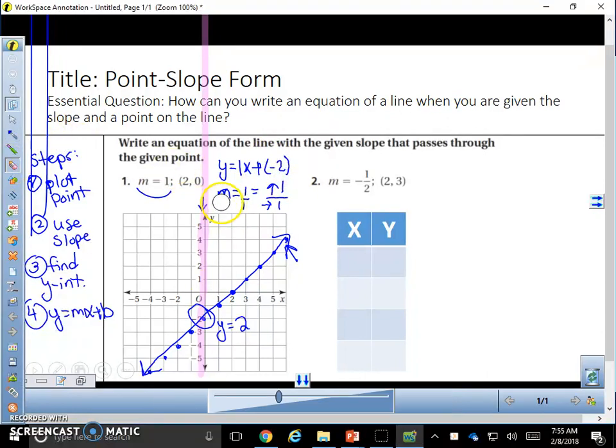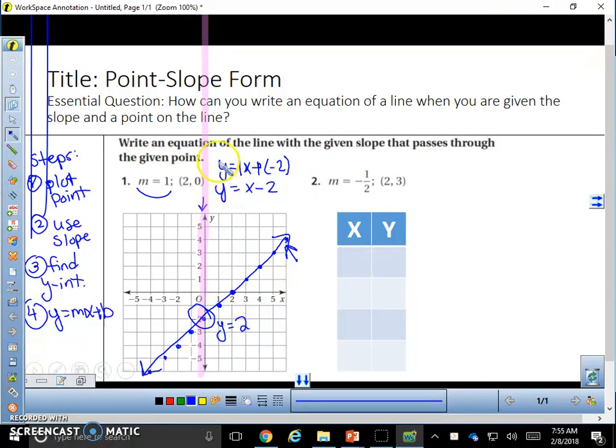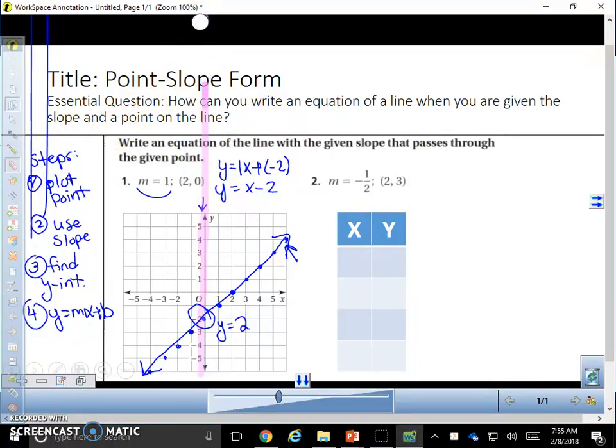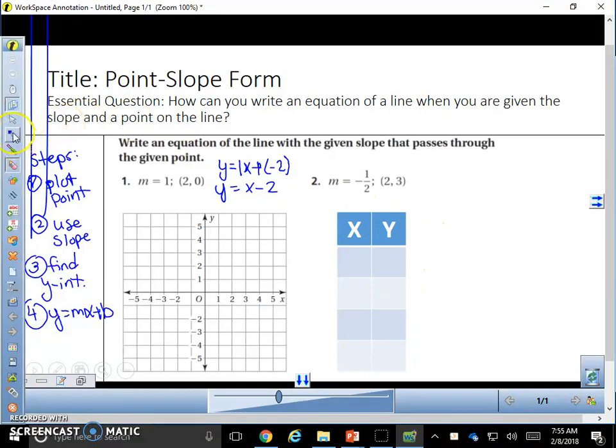Another way that we could write this is y equals x minus 2. Both of them are okay. Both of them get the right point. Both of them are good. That second equation is the traditional way you will see that. Alright, the table was just there for extra help if we needed to use it.